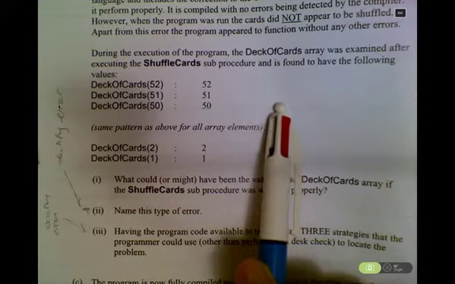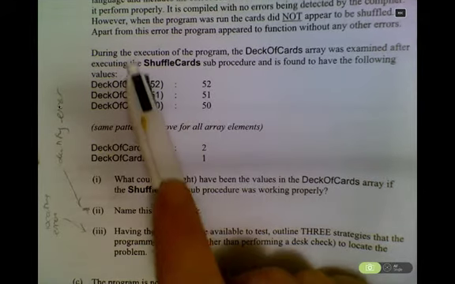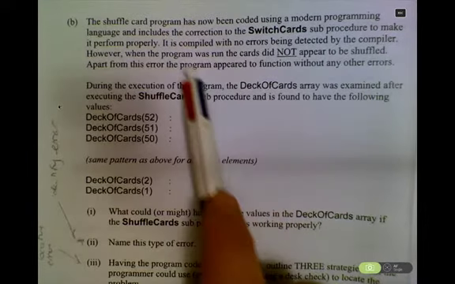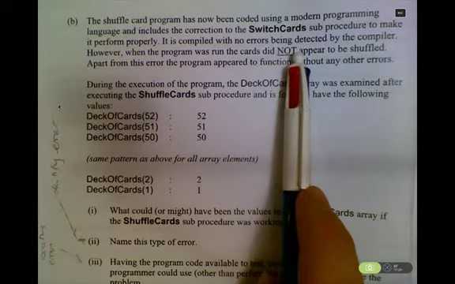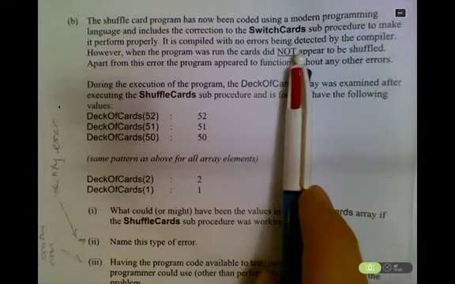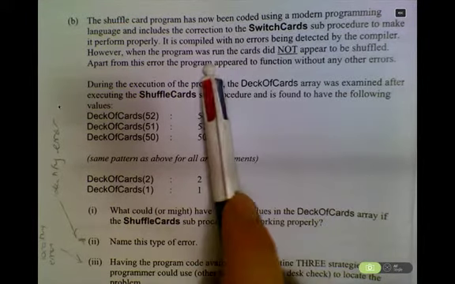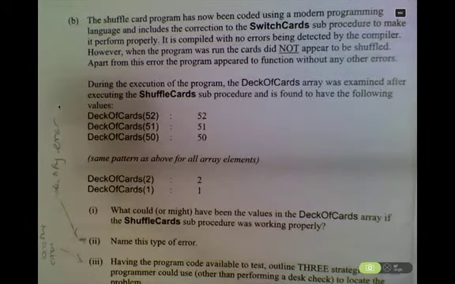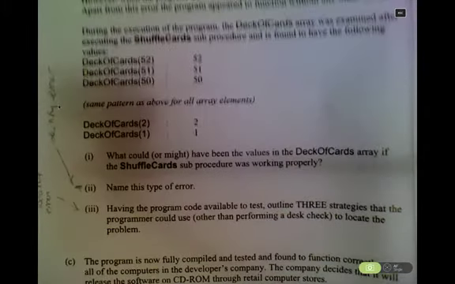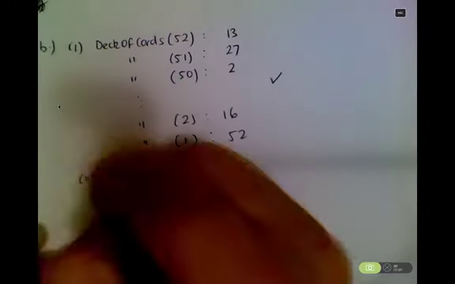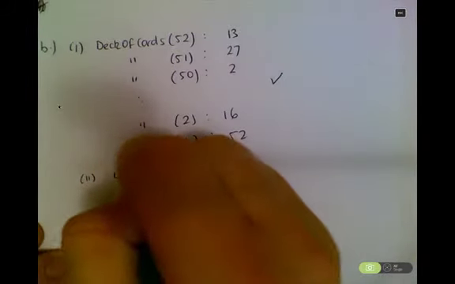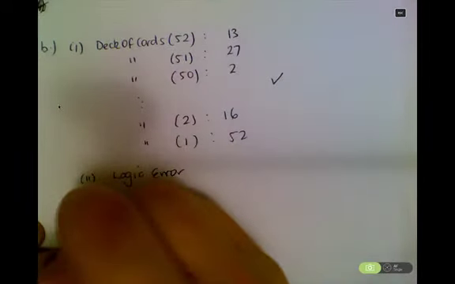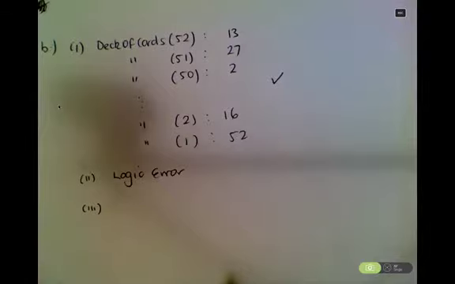Apart from this error in the program, it appeared to function without any other errors, and basically the fact it was compiled with no errors being detected by the compiler. So that means that there's no syntax error. However, when the program's being run, it did not appear to meet what was expected, the output. So name this type of error for 1 mark would be a logic error. And it's only asking you to name it, it's not asking you to describe it. So logic error would be a valid answer for that one.